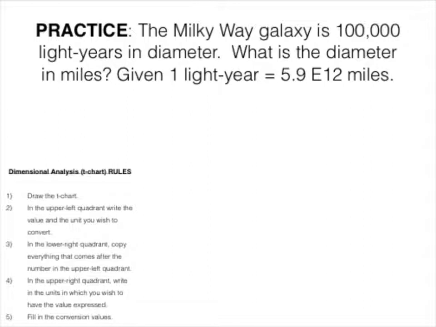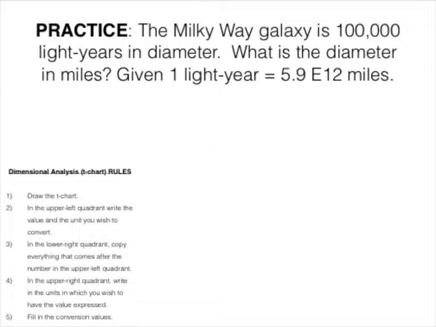So here's your opportunity to practice. The Milky Way galaxy is 100,000 light years in diameter. What is that diameter in miles, given that 1 light year is 5.9 times 10 to the 12th miles? Pause your video for a moment, do this calculation, and let's see if you can get it right.